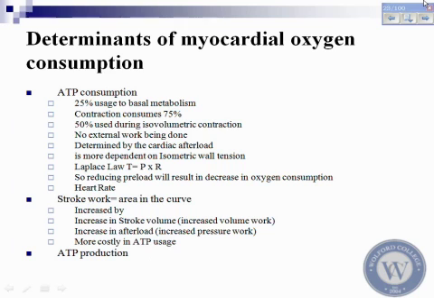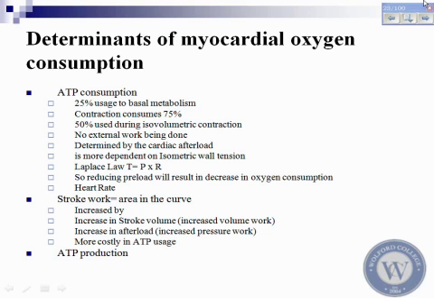Your determinants of myocardial oxygen consumption: ATP is consumed at pretty high rates by the heart. 25% is used for basal metabolism, and the contraction phase consumes the other 75%, most of which, 50%, is used during the isovolumetric contraction phase. No external work is being done during that portion of the time.